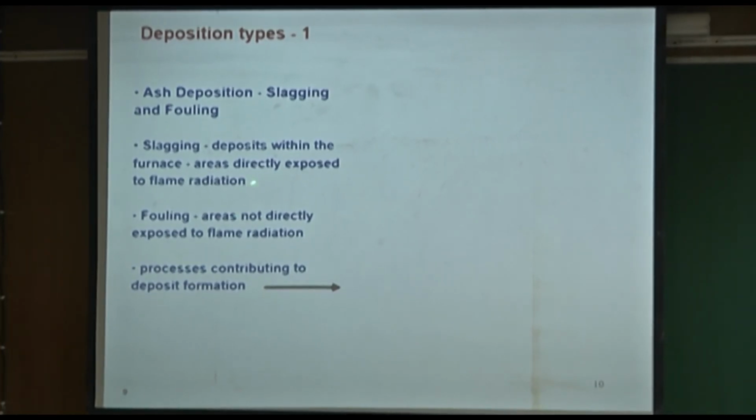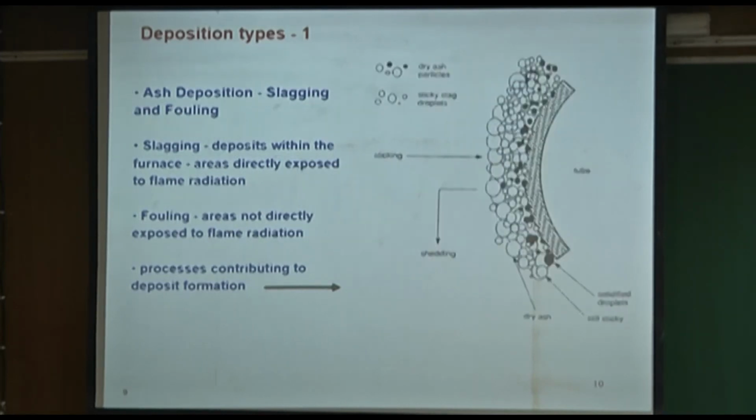Slagging happens where there is direct impingement of the flame. That's in the radiation zone, right near the burners, where you have the hot flame. And then fouling is where the area is not directly exposed to the flame radiation, but these are the processes that eventually lead to the deposit.